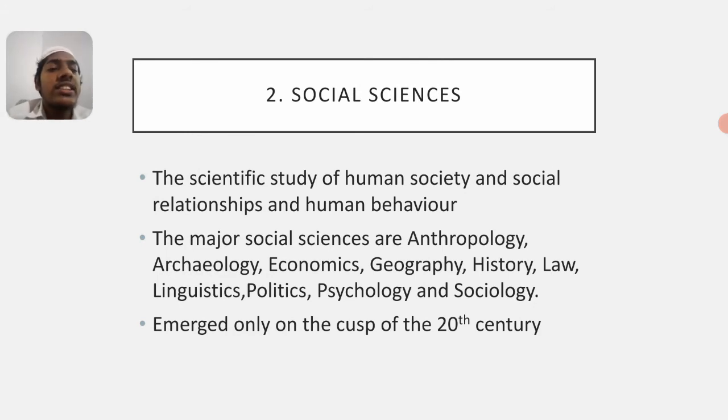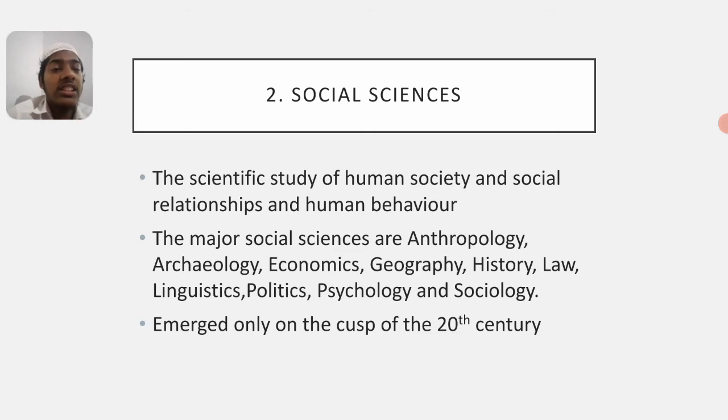The social sciences means the scientific study of human society and social relationships and human behavior. First, we said we will discuss the difference between social sciences and humanities. Then we have to find out. We have to know accurately the definition of social science. The scientific study of human society. Social science is about human society and social relationships and human behavior.